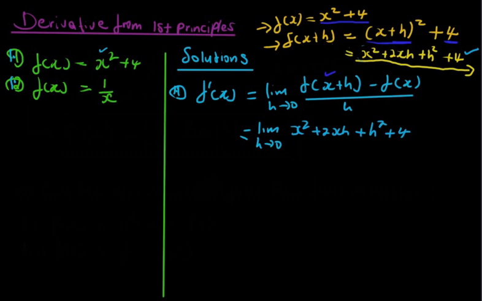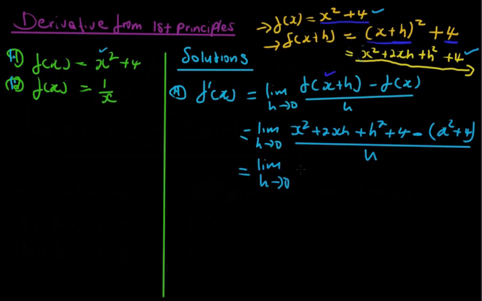So we substitute f of x plus h, then we put the answer for f of x plus h. Then we say minus f of x. Simple, there is f of x. Then minus f of x. F of x is x squared plus 4. We close our brackets. Then we divide by our h, and we say equals. Okay, then now it's the limit as h approaches 0.